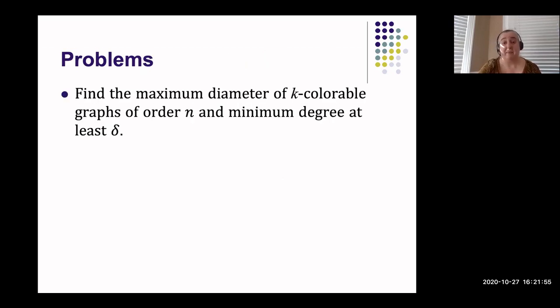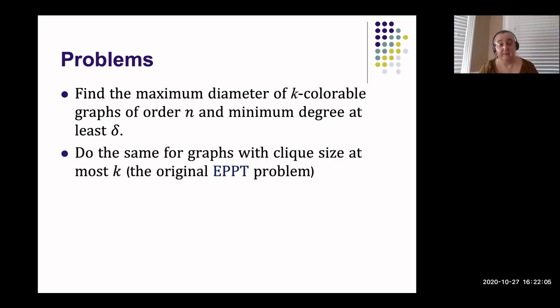So what are the problems left? Well, what is the actual truth? We have an upper bound, but we think it should be something better. We don't know. And this doesn't even touch the original problem. It's related, but being k-colorable is a whole lot weaker than not having a clique of size k plus 1.